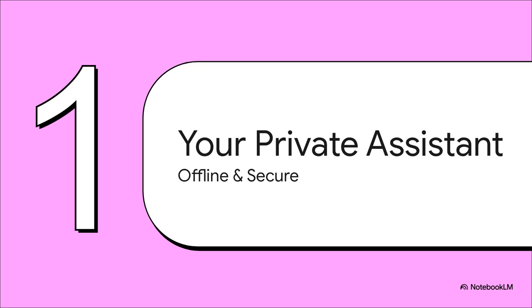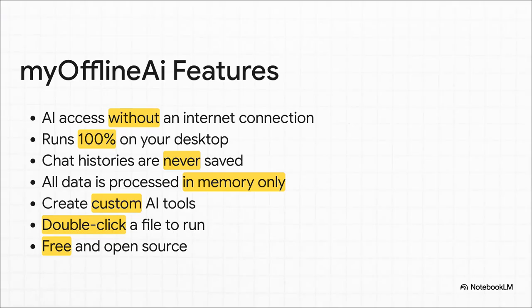So, if the big problem is your data being exposed and you having zero control, well, the solution is pretty straightforward, isn't it? You bring the AI assistant home, right onto your own machine. It becomes your private offline assistant. Now, I don't want you to see this as just a laundry list of features. Think of it more like a list of promises. A promise that your AI will work even when you're offline, that it runs completely on your desktop, that your conversations are never, ever saved, and that all your data is processed ephemerally. We're going to dig into what that means in a minute. And maybe best of all, it's open source and ridiculously easy to get started with.